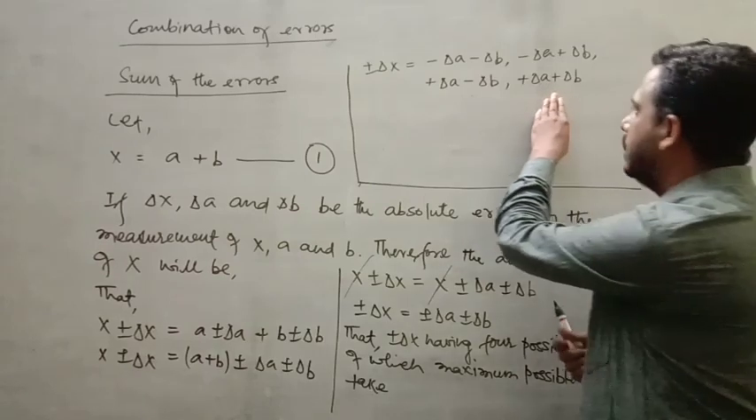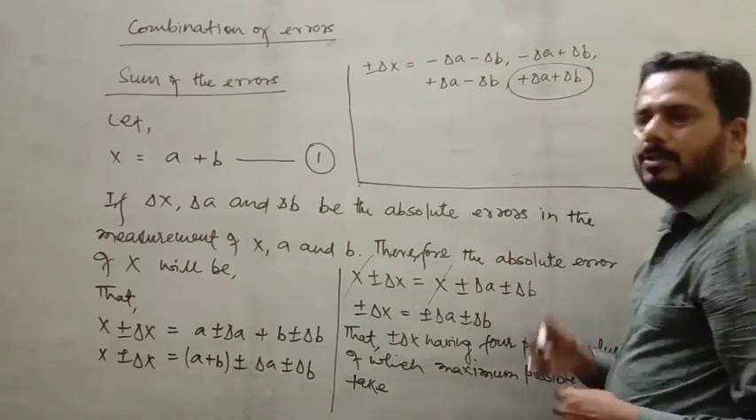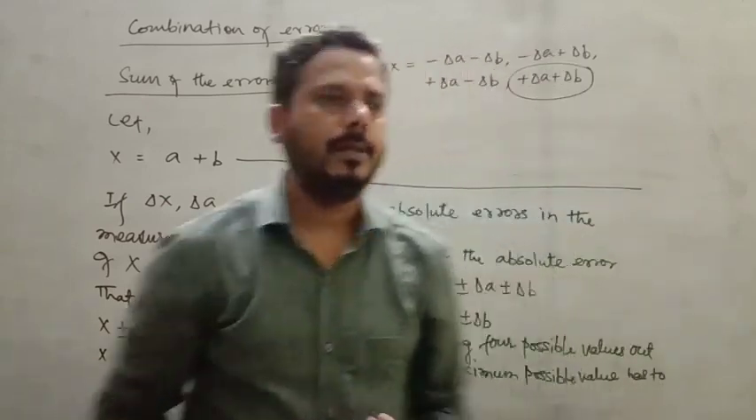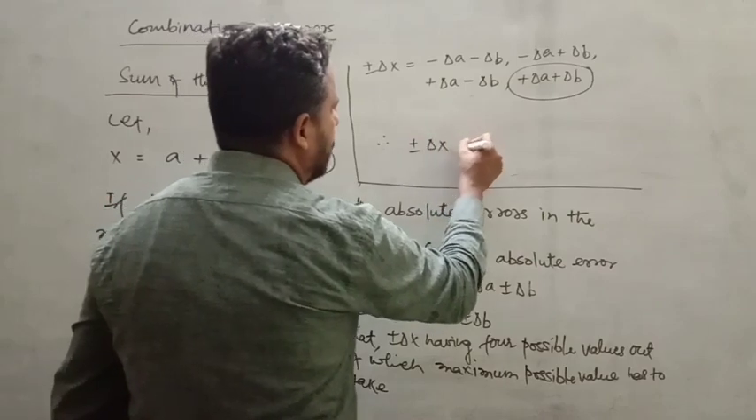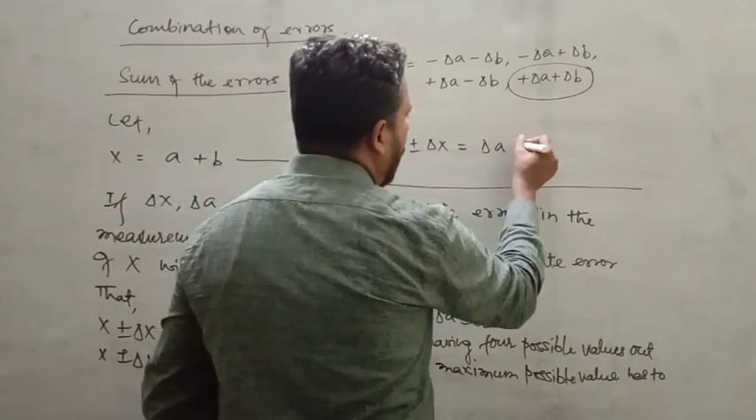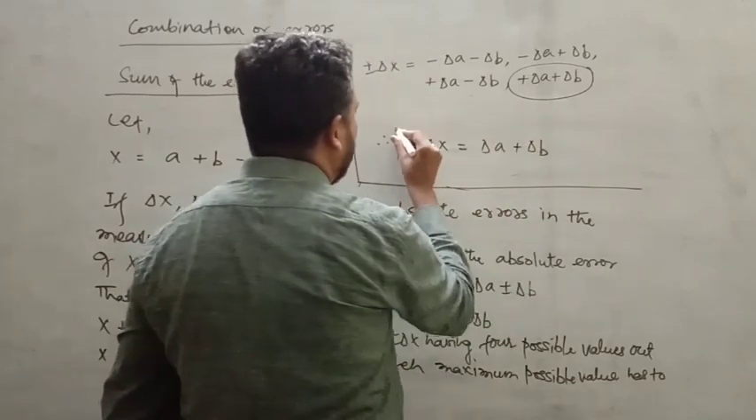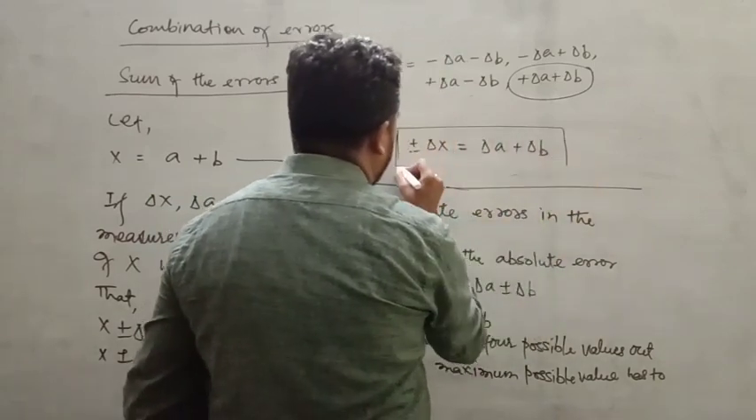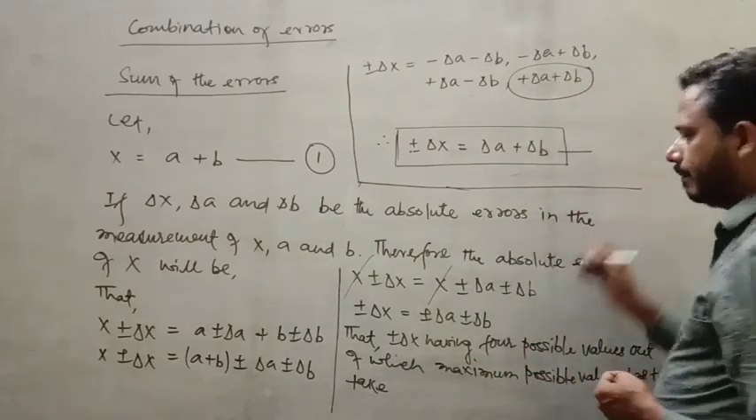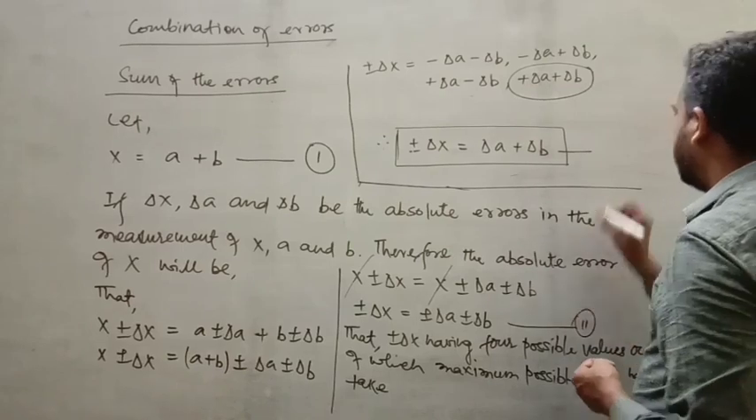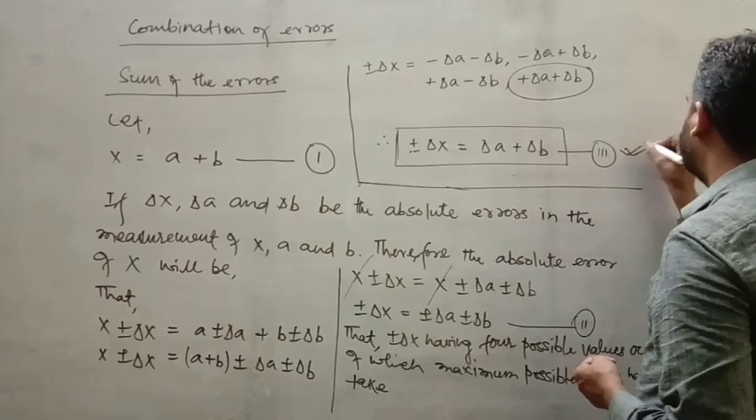Alright, so you have to take this factor. This one that gives you the maximum absolute error. Okay, therefore plus minus delta x is equal to delta A plus delta B, and this one is your maximum value, and this is your result. Okay, alright, so you just see this one is your second equation and that is your next equation, and this one is your result. Okay.